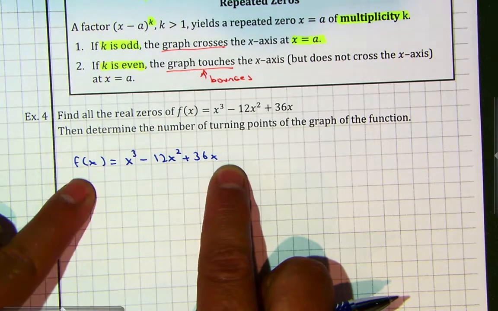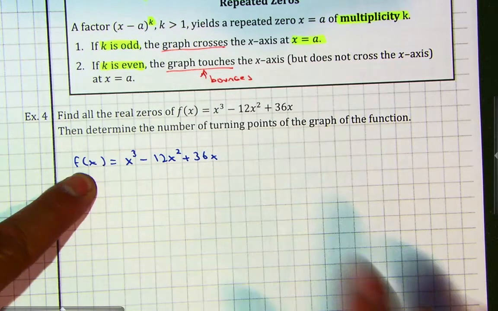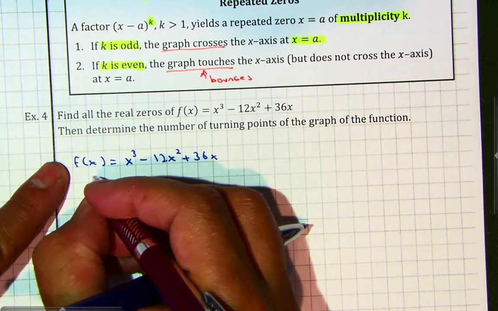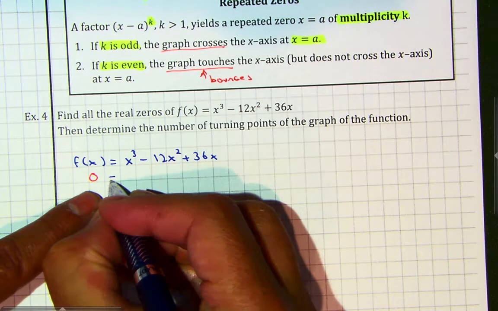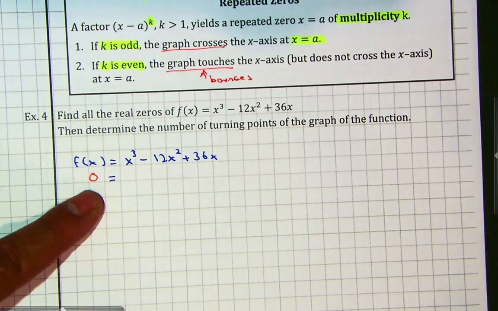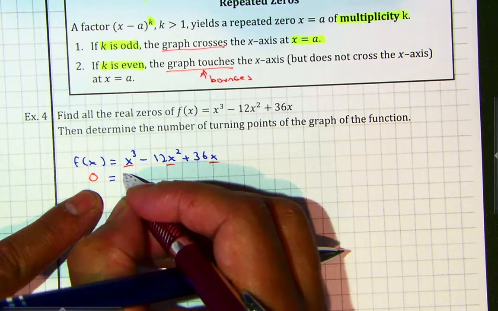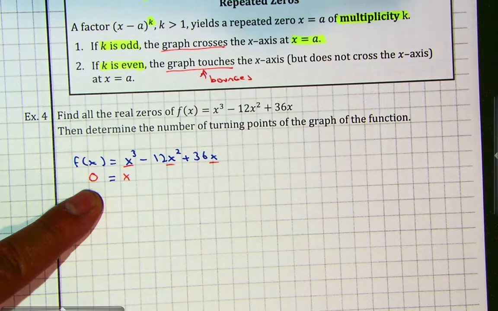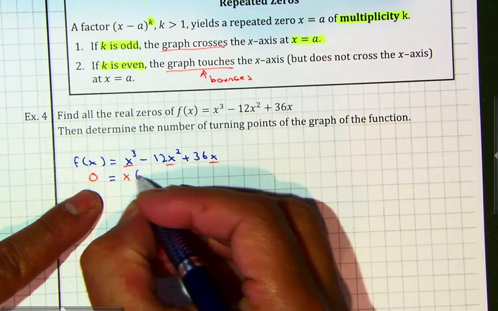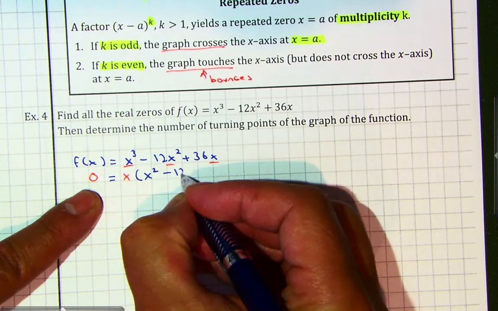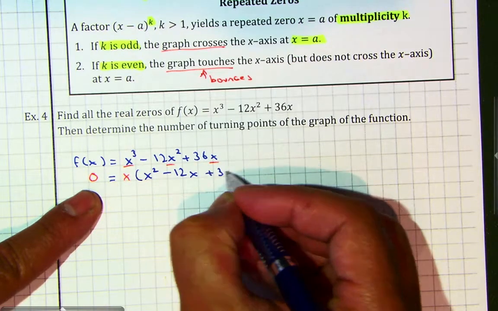Since I need to find the zeros, I'm going to let f of x equal 0. And now I'm going to factor this out. First, take a common factor. There is no number here, but I notice that they all have an x, so I can factor an x out. And what's left behind? x squared minus 12x plus 36.